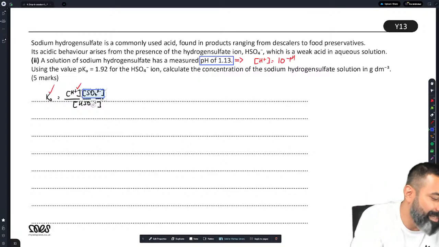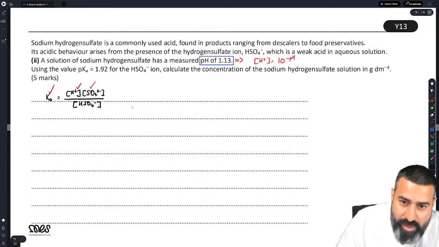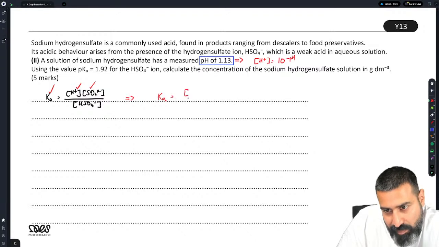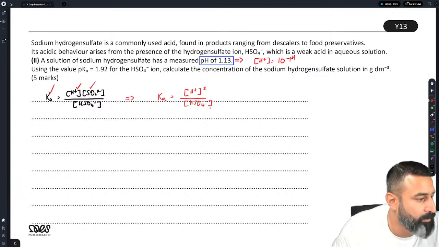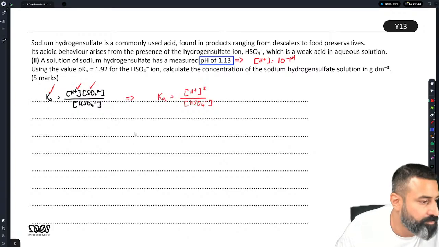It's a weak acid, right? It's the same. Yes, exactly. Good. Nice, nice. So I know that one as well. So what I'm going to say is let's simplify this to Ka is equal to H plus squared all over HSO4 minus. Yep, absolutely. So what term am I rearranging for?